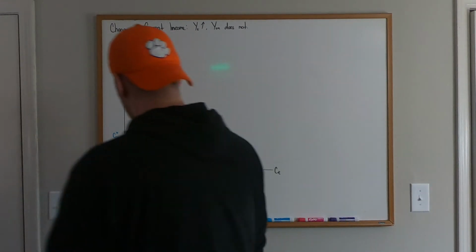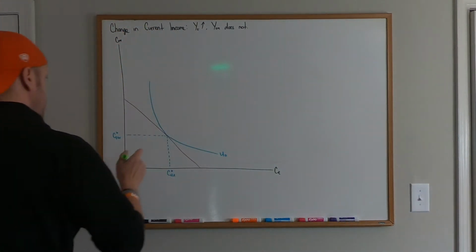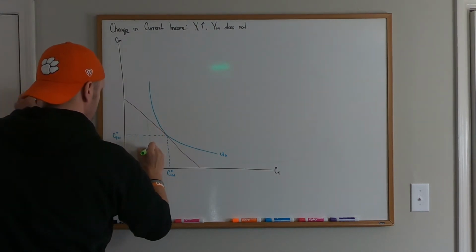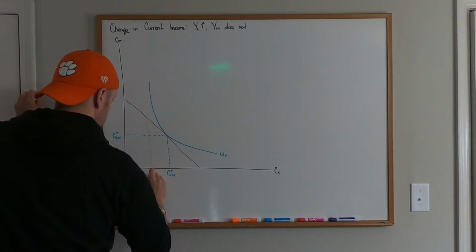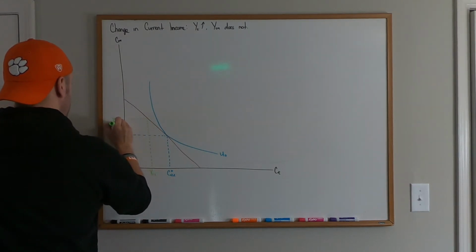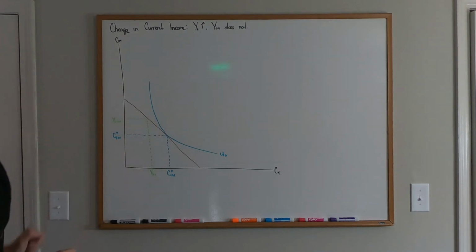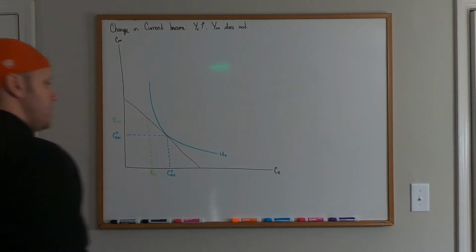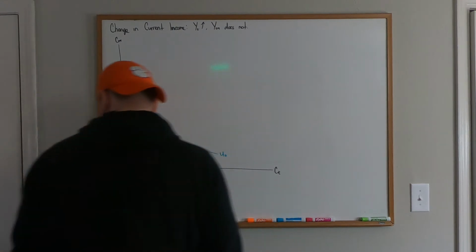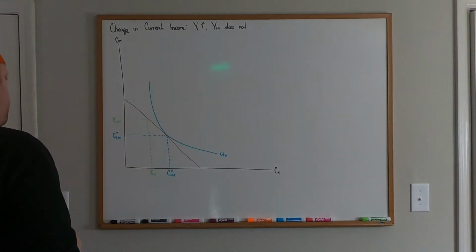I'll try the green, see how the green works. So the agent is initially borrowing. So you've got Y0T, Y0 T plus 1, like that. So this is where we're starting out. There hasn't been a change in income yet. But then, bada bing, bada boom, current income changes. So what happens when current income changes?